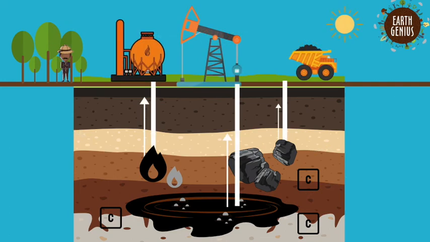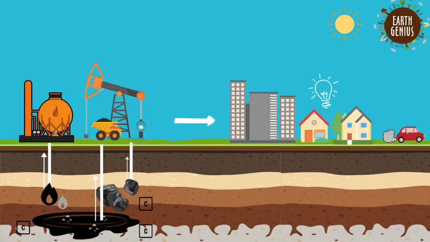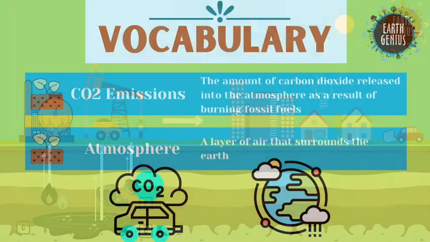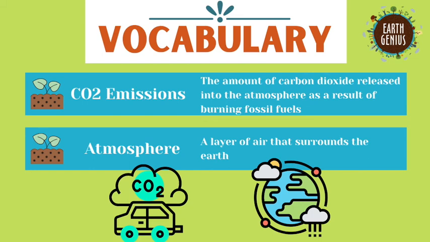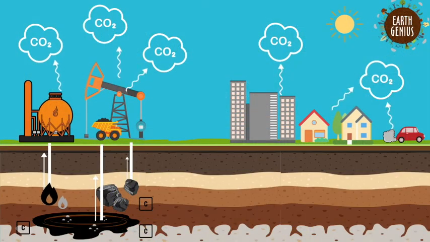But how do we use fossil fuels if they're so deep in the ground? We extract them up from the ground and use them as energy or fuel to power our cities, our cars, and our manufacturing. So what happens when we burn fossil fuels? Well, we're taking carbon that was stored in the ground and burning it. That creates CO2 emissions, which means carbon dioxide emissions. The emissions are the amount of carbon dioxide released into the atmosphere as a result of burning those fossil fuels. Basically, it's the amount of carbon that we put in the air that was once in the ground.